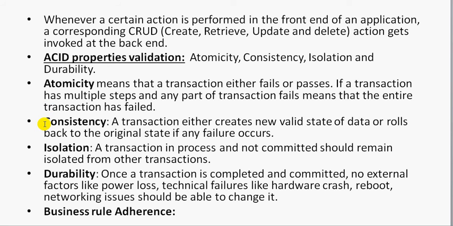Consistency. A transaction either creates a new valid state of data or rolls back to the original state if any failure occurs. We can take the same previous example. A customer is doing the transaction of transferring the money and it fails in between. So when it fails, it rolls back to the original state. And if it passes, then it will create a new valid state of data. So new data will be updated.